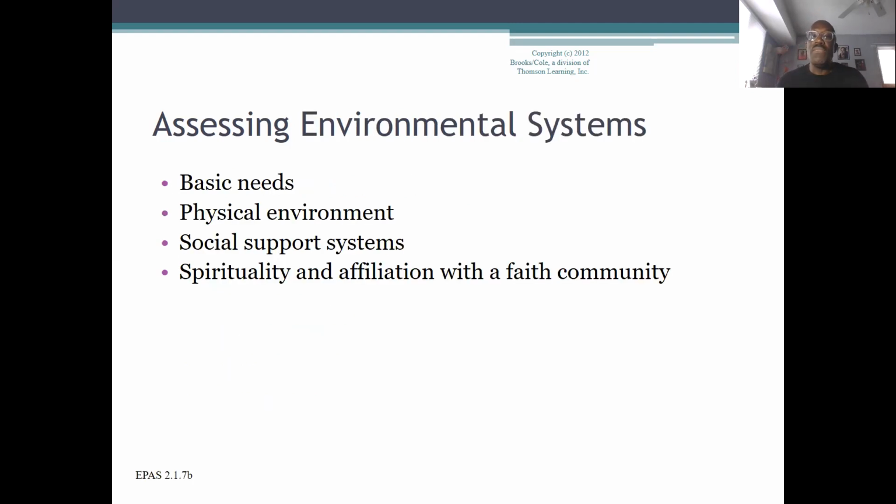And then assessing the environmental needs. It's about basic needs. Do people have a place to live? Do they have food to eat? Do they have access to health care? Those are basic pieces. Is there a physical environment? What's happening? What neighborhoods am I living in? What kind of things are happening in my neighborhood? Is it safe outside for me and my kids to play? Any number of things.